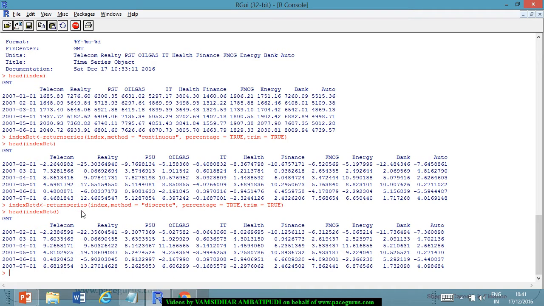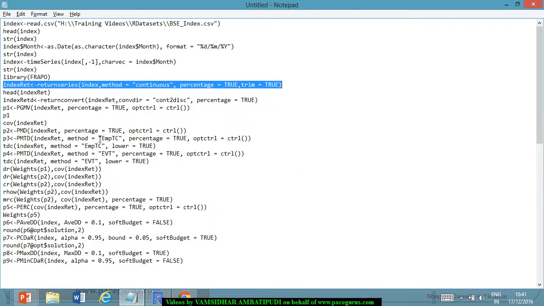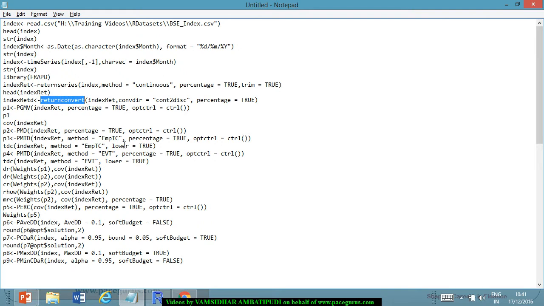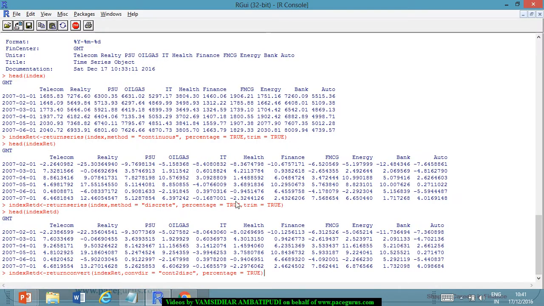And we have a way in which we can convert from discrete to continuous or continuous to discrete as well. We can use a function called return convert, and this return convert helps me in converting from discrete to continuous or continuous to discrete. If you look at this here, return convert, I have to take the return. So I am taking, let's say, the continuous return, which is index ret. This is my continuous return.